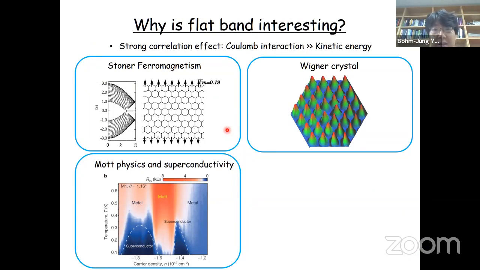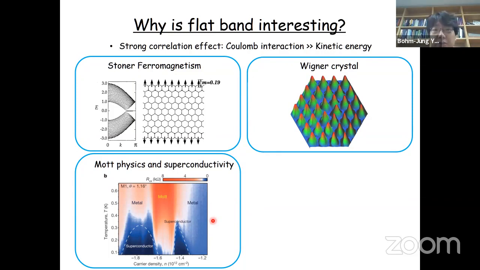So why is this flat band interesting? Traditionally, this system has been considered a platform for strong correlation physics, because in a flat band the bandwidth is nearly zero, so the kinetic energy is much smaller than the Coulomb energy. Because of this, the interaction effect can be very important. Up to now, several interesting many-body ground states, including ferromagnetism and Wigner crystal formation, have been proposed. And recently, in the context of twisted bilayer graphene, the interplay of Mott physics and superconductivity is another very interesting topic.